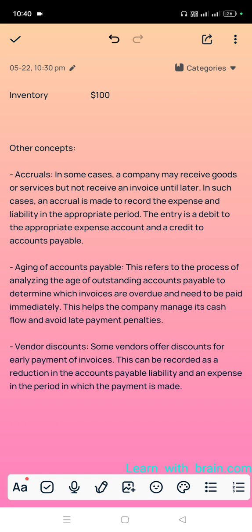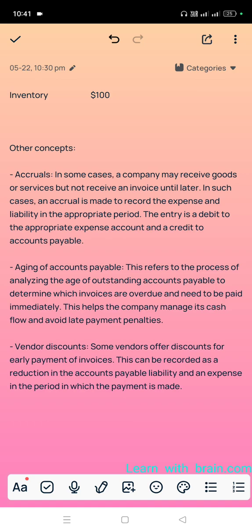Next, aging of accounts payable. This refers to the process of analyzing the age of outstanding accounts payable to determine which invoices are overdue and need to be paid immediately. This helps the company manage its cash flow and avoid late payment penalties. Aging of accounts payable we have also discussed in the aging concept. For simple understanding, some creditors or suppliers may give a credit period like 30 days, 60 days, 90 days.